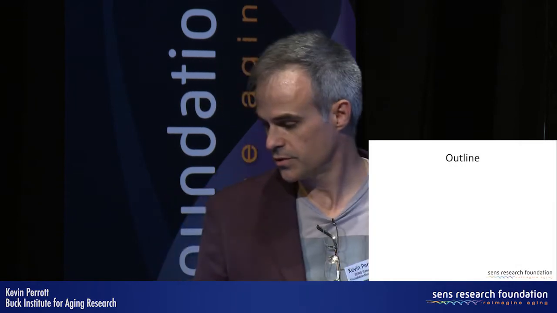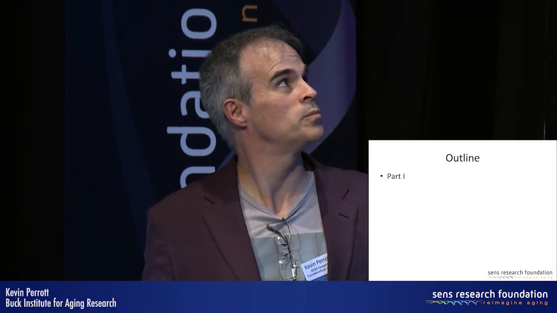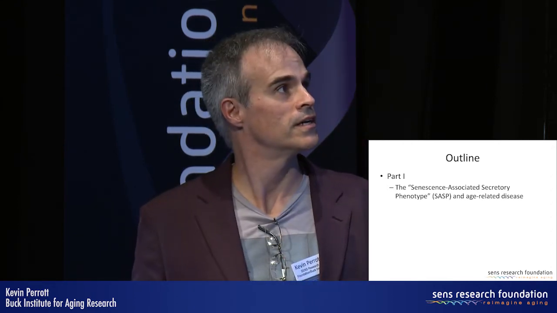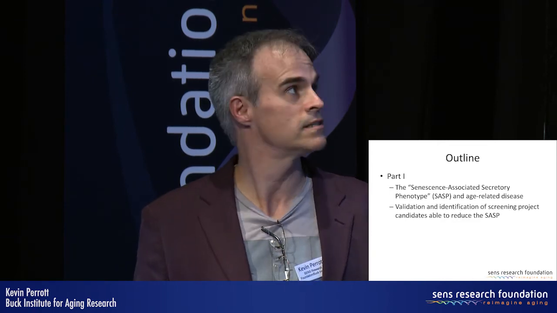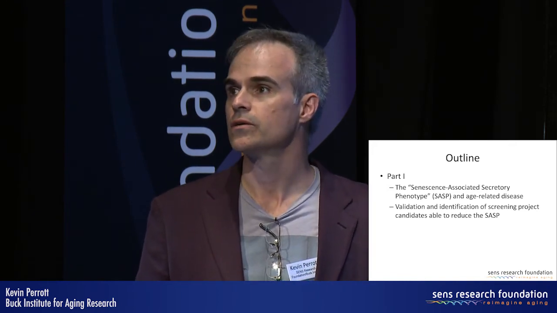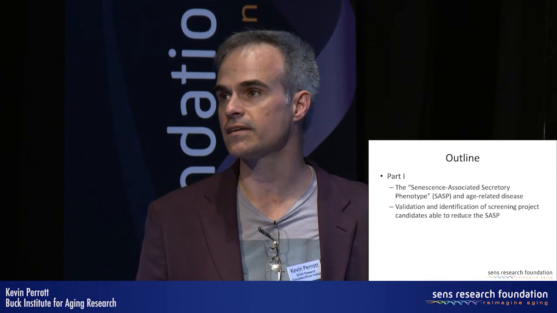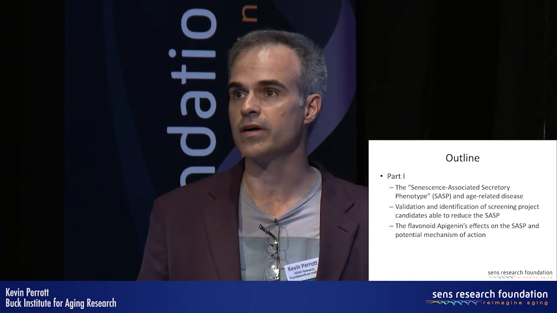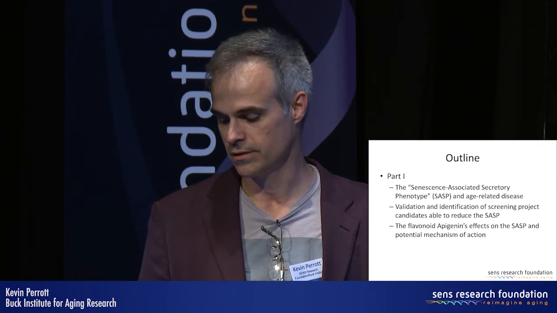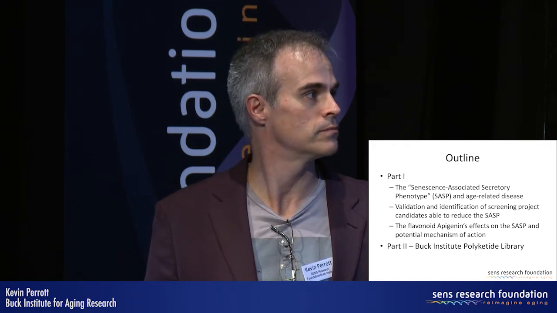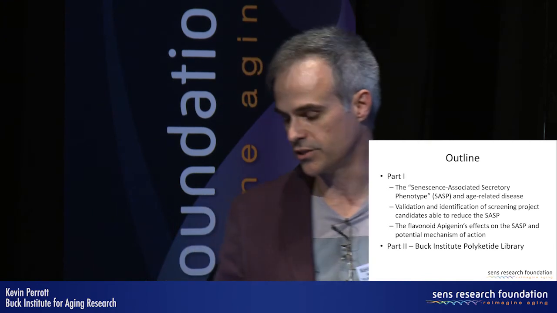I'm going to talk to you, the outline of my talk is two parts. The first part is the senescence-associated secretory phenotype, which you've probably already heard about, enough about, and its relationship to age-related disease. I'm going to talk to you about a screen that was done in the lab and how a portion of my project was dealing with validating and identifying candidates of that screen that were able to lower components of the SASP. And one of those candidates that came out was a flavonoid, Apigenin, which is a natural product, which is quite good at lowering the SASP components. And then I'm going to just briefly talk about another project which I have ongoing, which is dealing with the Buck Institute Polyketide Library.